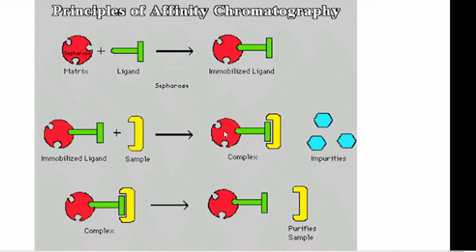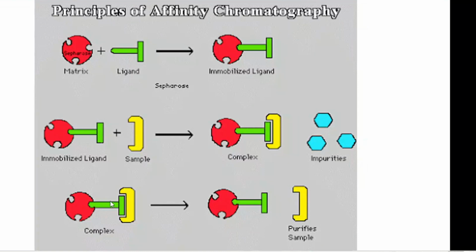Molecule or the ligand, sorry, the matrix, ligand, a sample complex will form. So it's a complex. But the other molecules which are non-specific to this ligand will get eluted. So they will be removed. Then finally, what happens? We have to extract our sample. So how do we extract our sample?